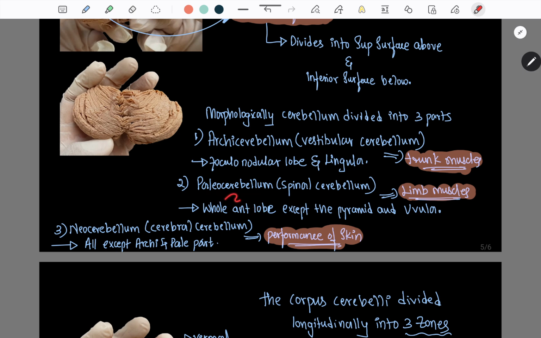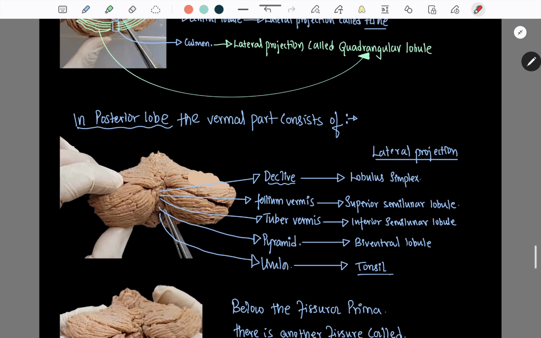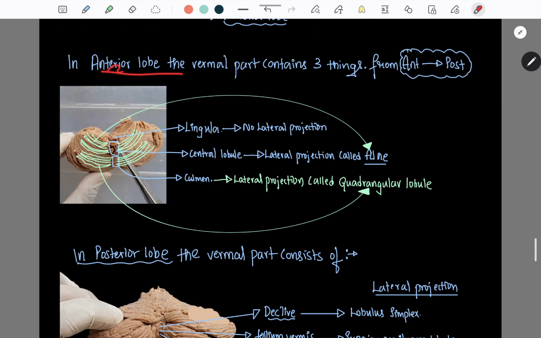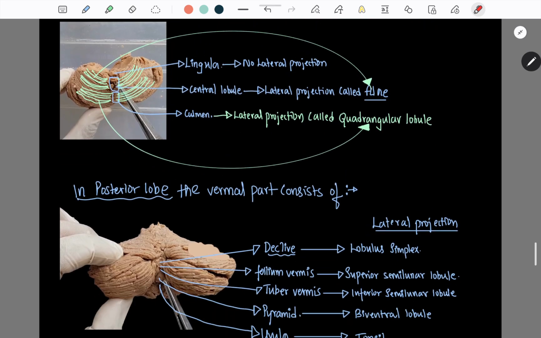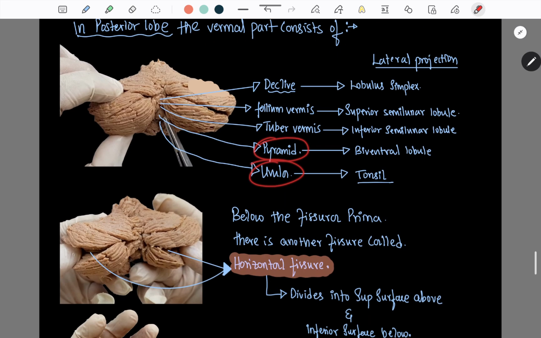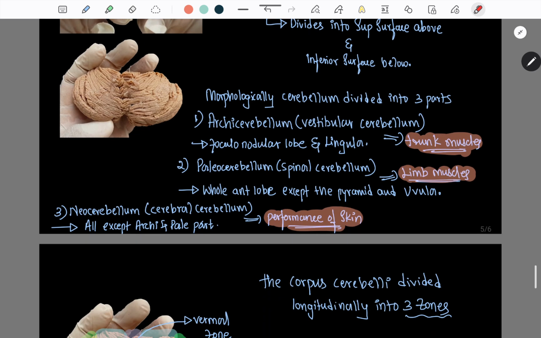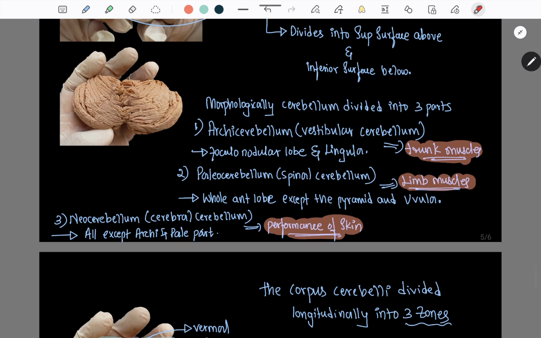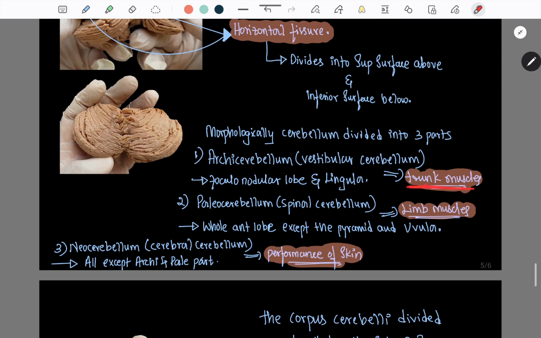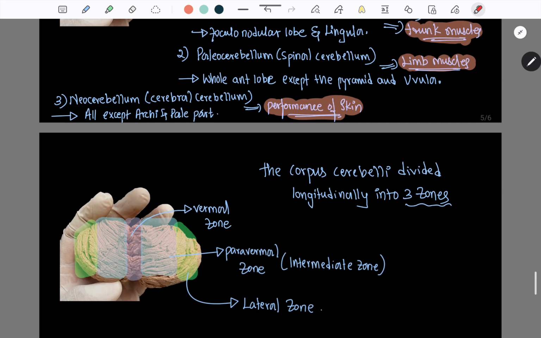The paleocerebellum consists of the whole anterior lobe, except the pyramid and uvula. The neocerebellum contains everything except the archi and paleo parts. Except these two parts, everything else in the cerebellum is contained in the neocerebellum. In terms of function, the archicerebellum relates to the trunk muscles, the paleocerebellum to the limb muscles, and the neocerebellum to skilled performance.